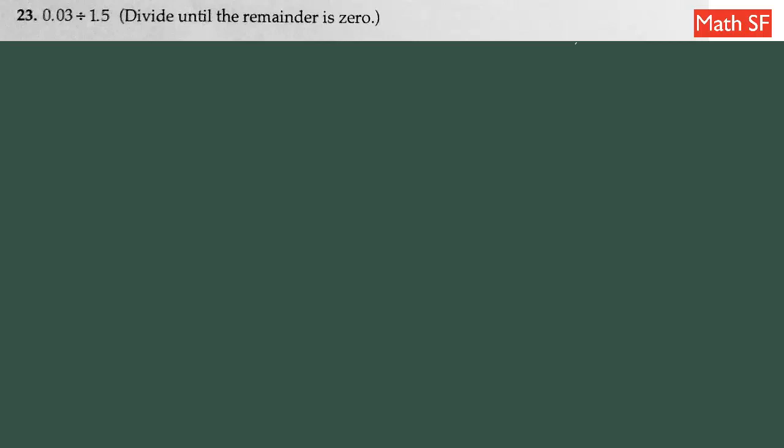Problem 23. Divide until the remainder is 0. So let's recall that the first always goes inside. So this will be 0.03 inside and 1.5. After that, this divisor cannot be a decimal, so to convert it to a whole number we have to move it once. So this is going to move one place, and this is going to move one place. Therefore, let's see what we're going to end up having.